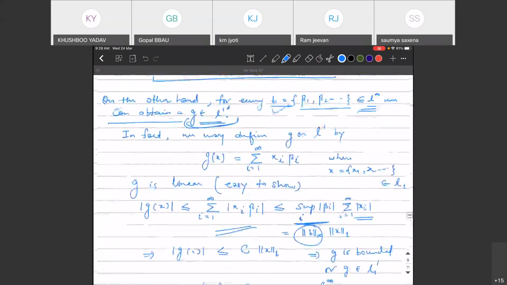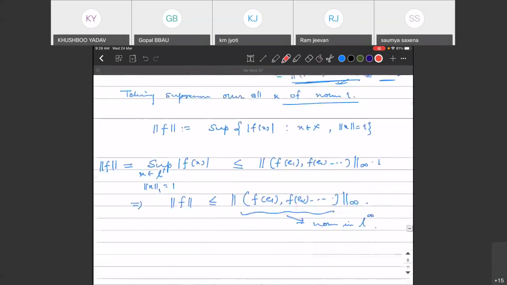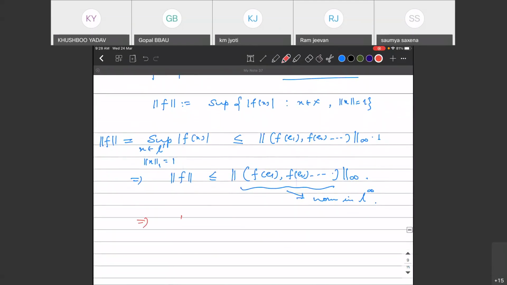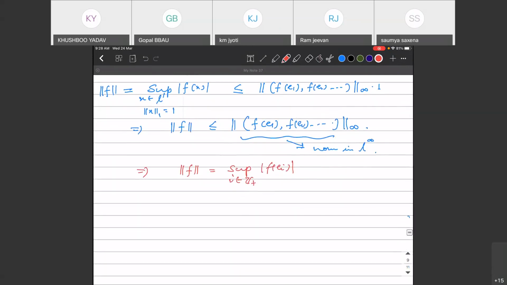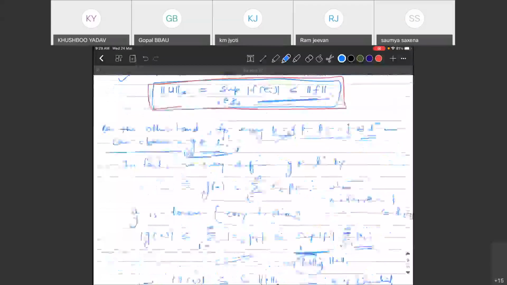But we have already proven that the subnorm is less than or equal to the norm of f. So this implies norm f equals the sup_i mod of f of e_i. Correct? Okay.